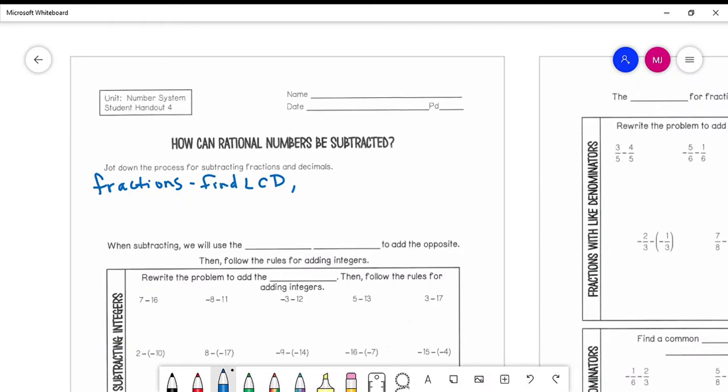Okay, so today we're going to do handout 4 on the number system. Today we're going to talk about how rational numbers can be subtracted. So first we're going to refresh our process for subtracting fractions. Adding and subtracting fractions, you have to have a common denominator.